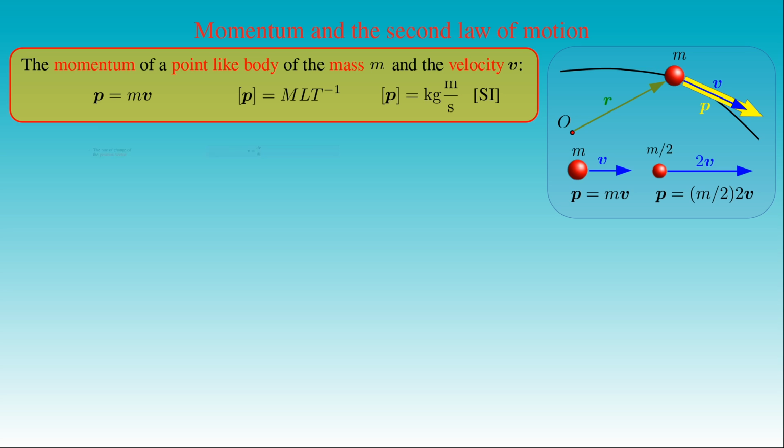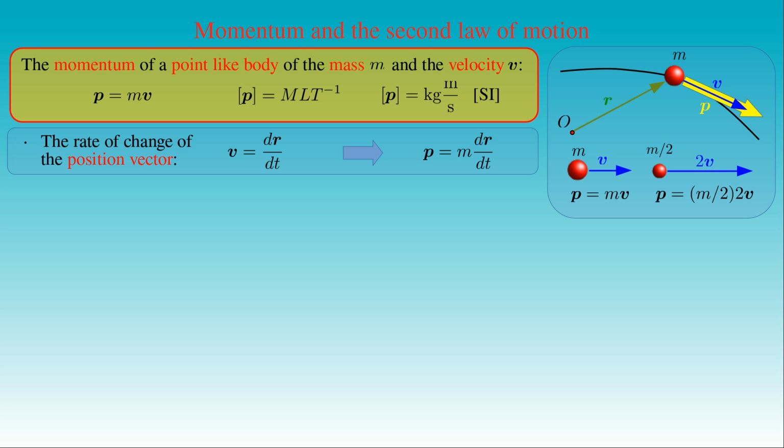Since the velocity v of the point mass is defined by the derivative of its position vector r with respect to the time t, the momentum p of a point-like body can be computed from the product of its mass m and the time derivative of its position vector r.